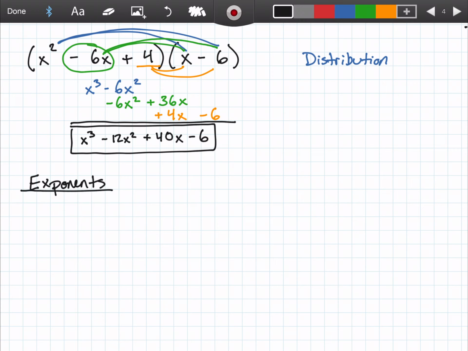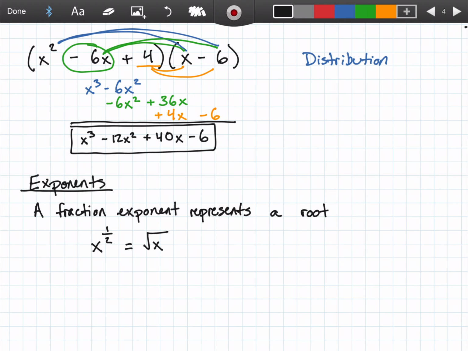Okay, first thing that we need to know. A fraction exponent represents a root. So if we remember, x to the 1/2 power really means the square root of x. Y to the 3/4, the denominator is the index of the root. Ooh, there's some vocab you haven't seen in a while.